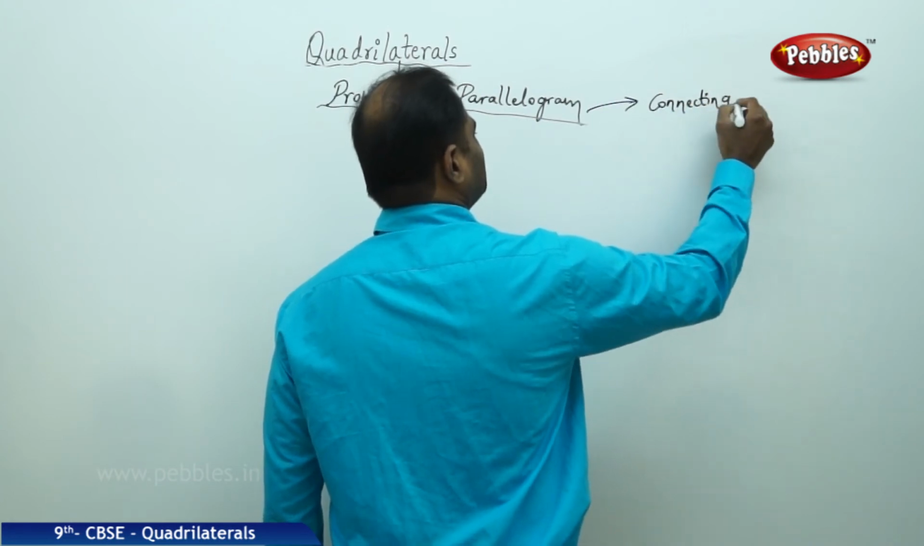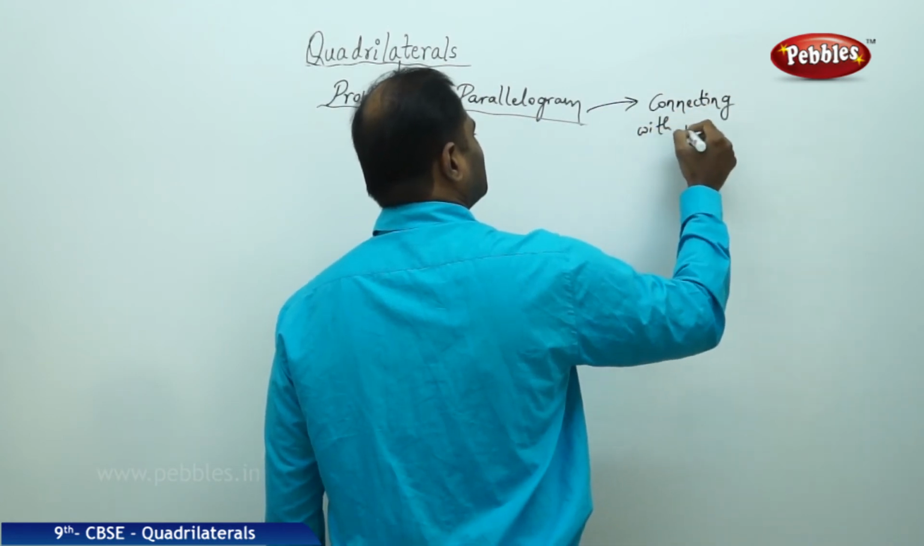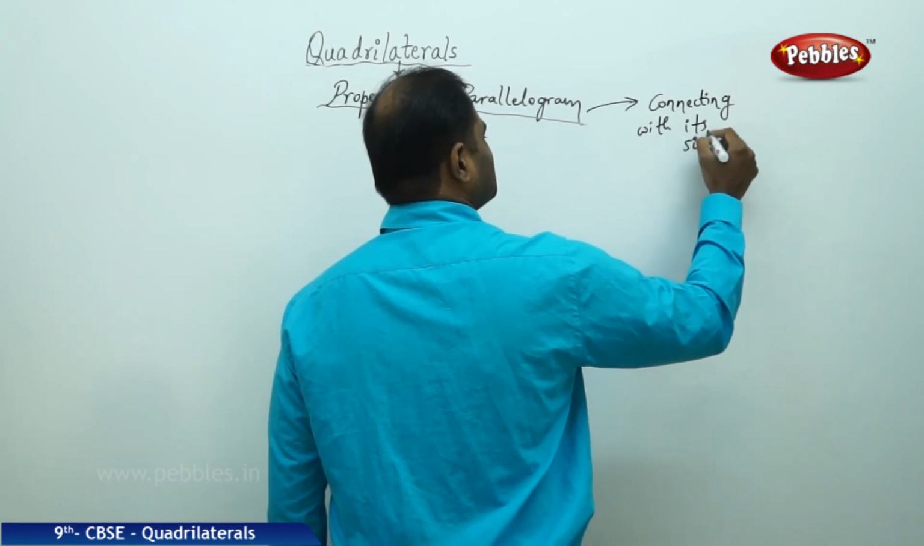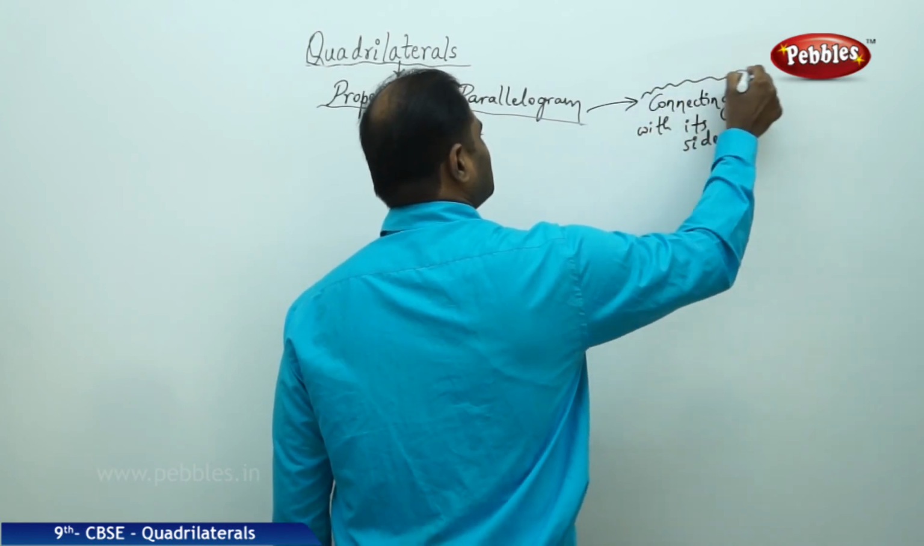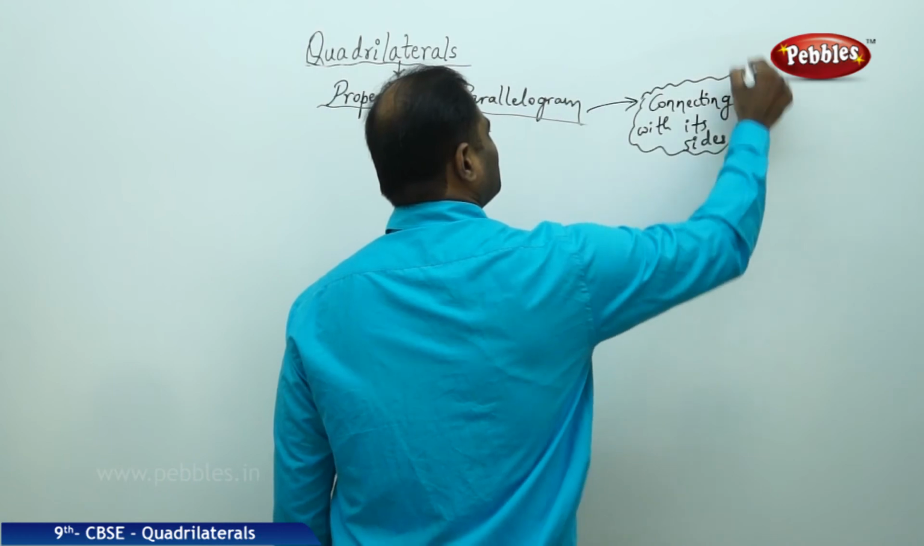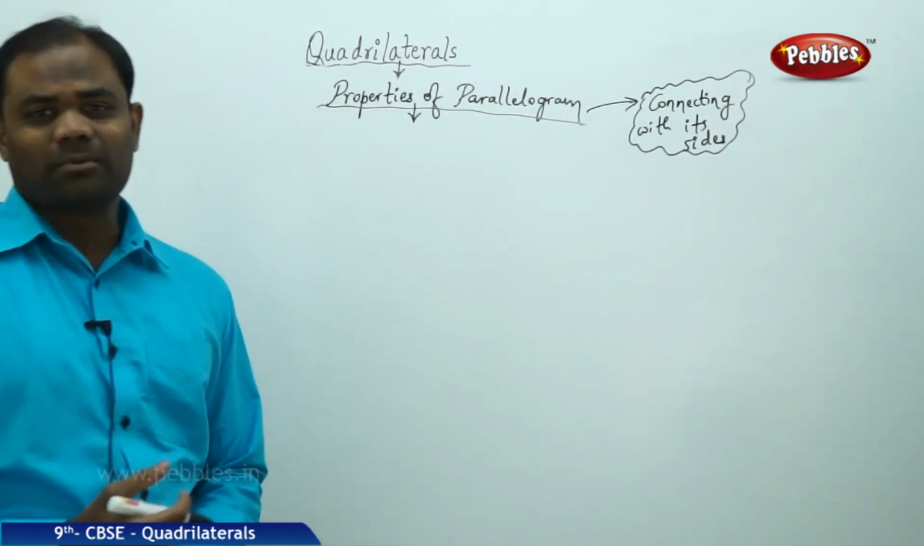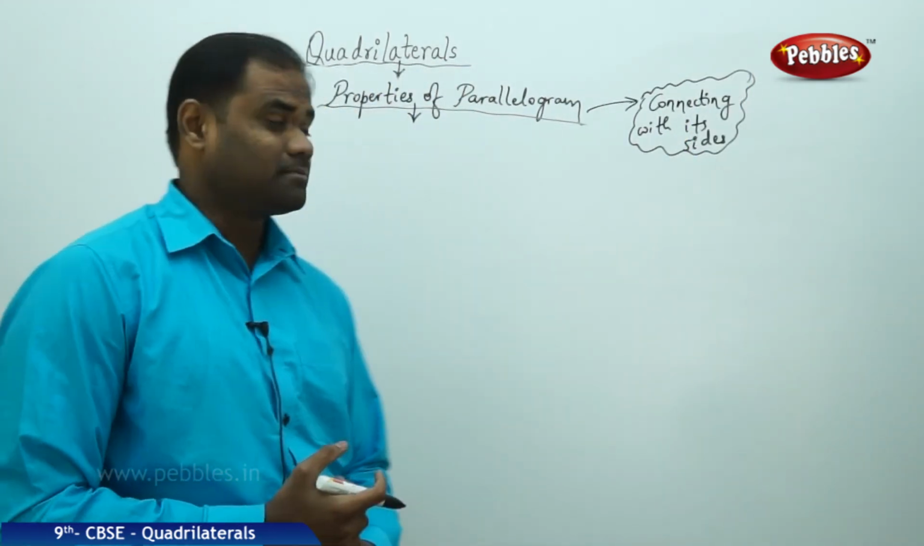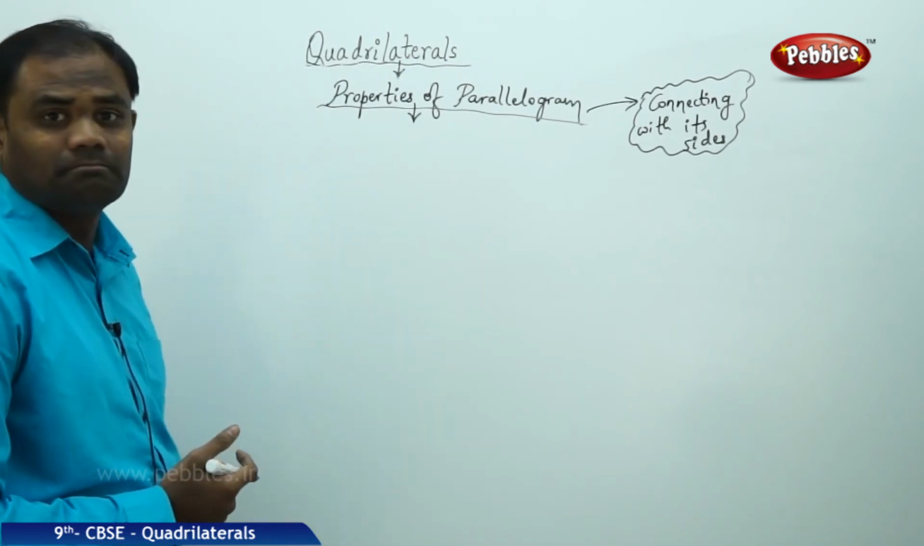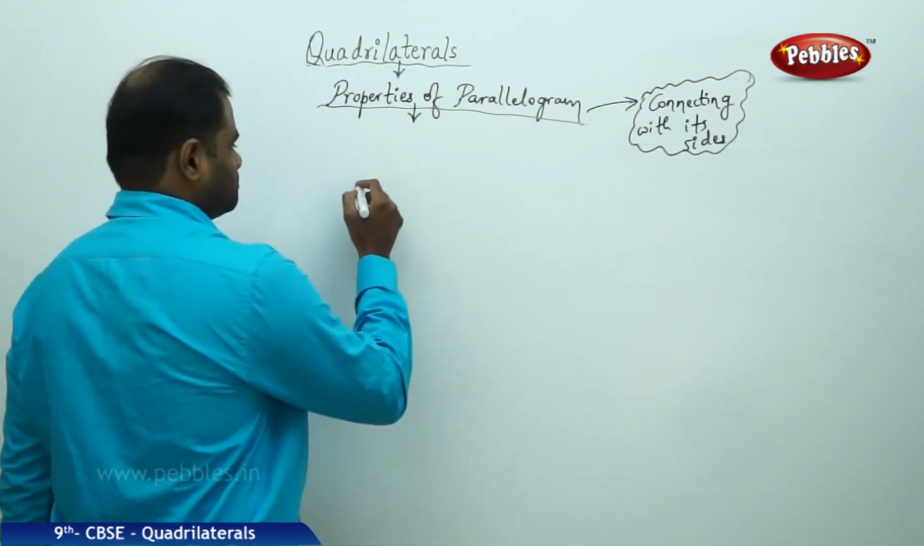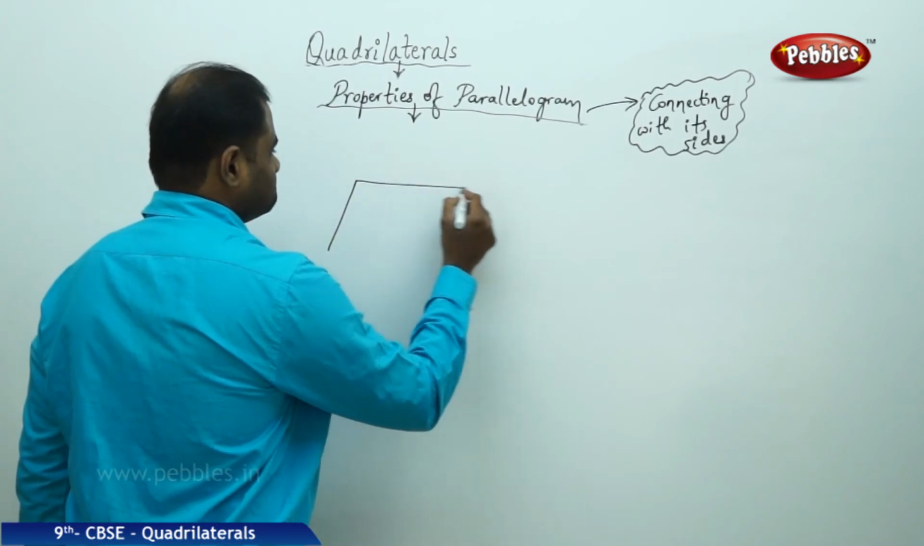Connecting with its sides. So let's see the property which connects with sides. Parallelogram ABCD. Here is the parallelogram A, B, C and D.